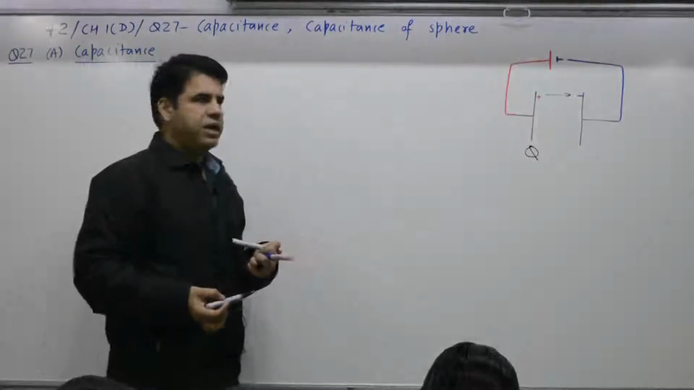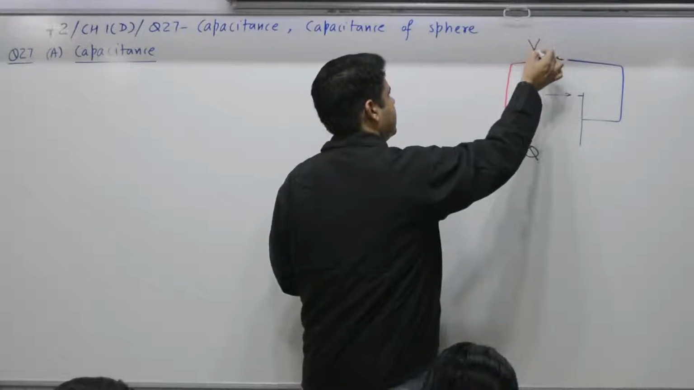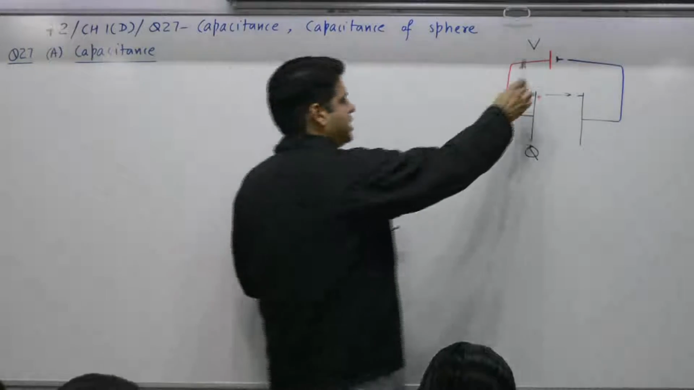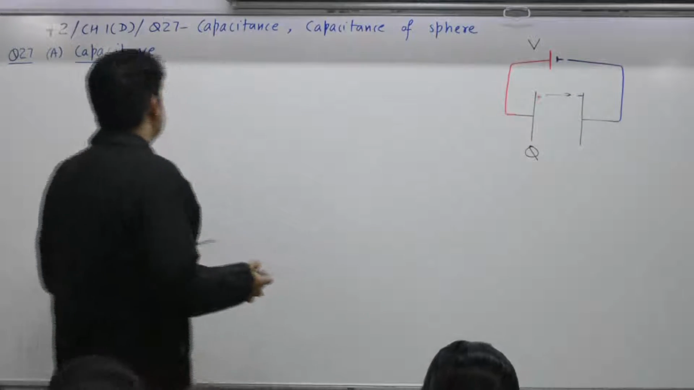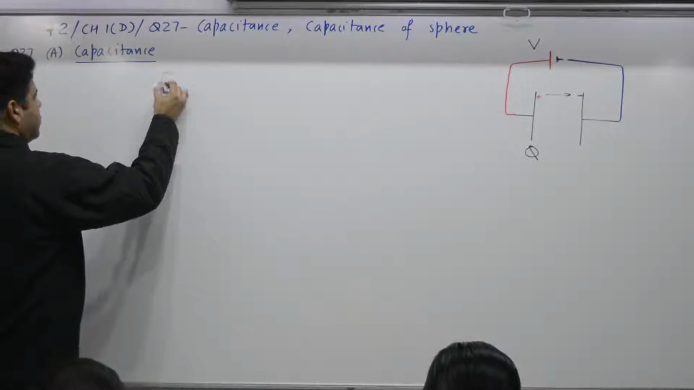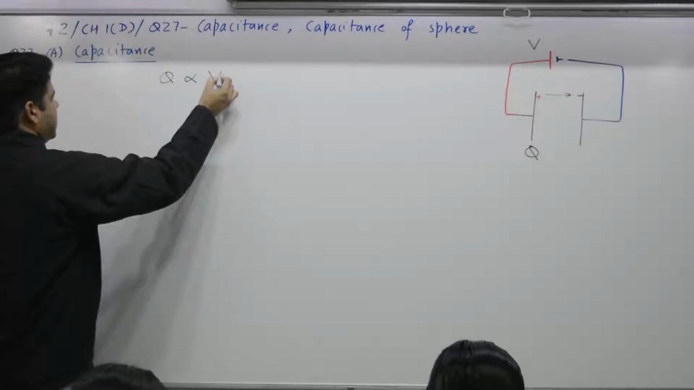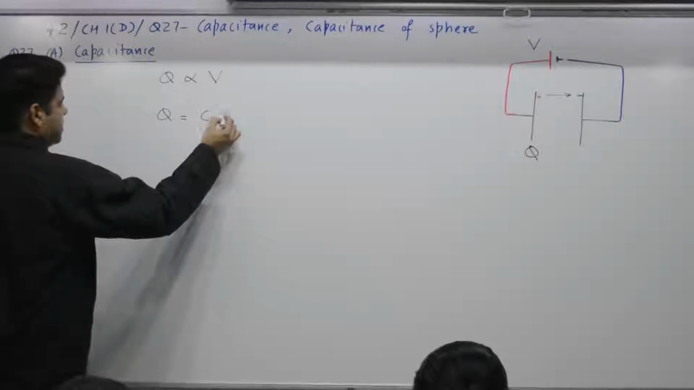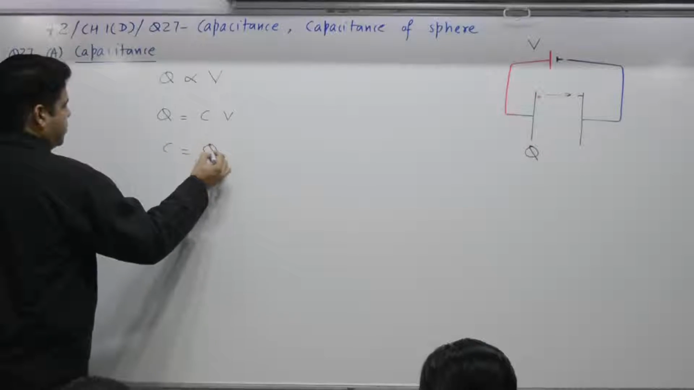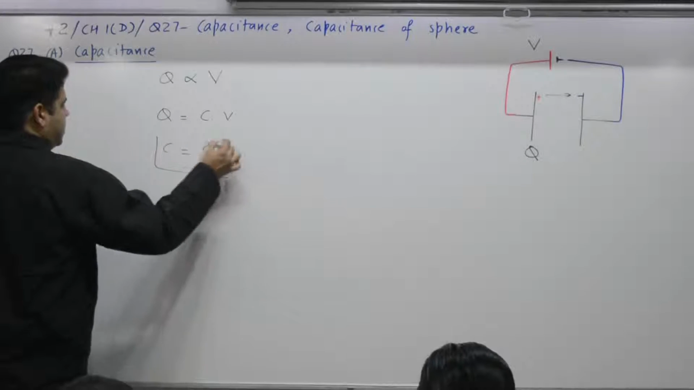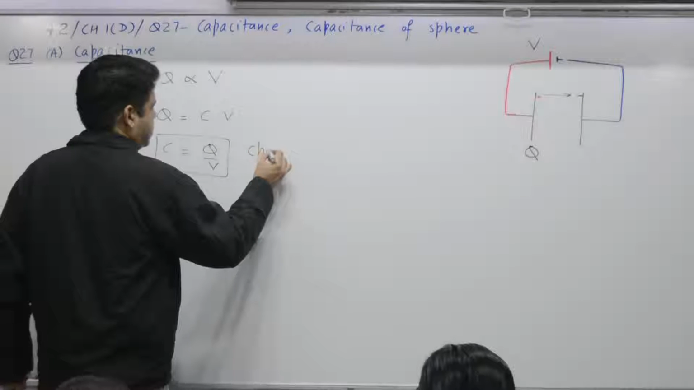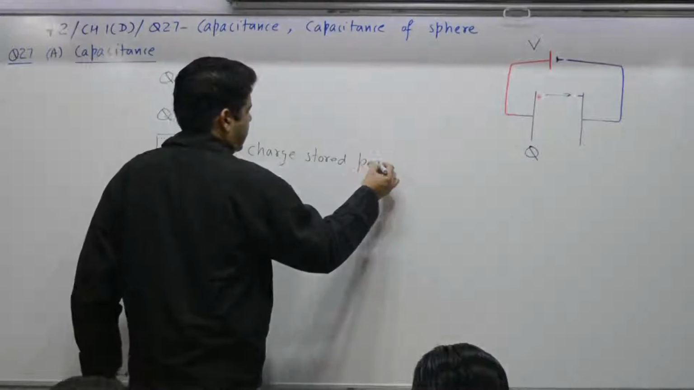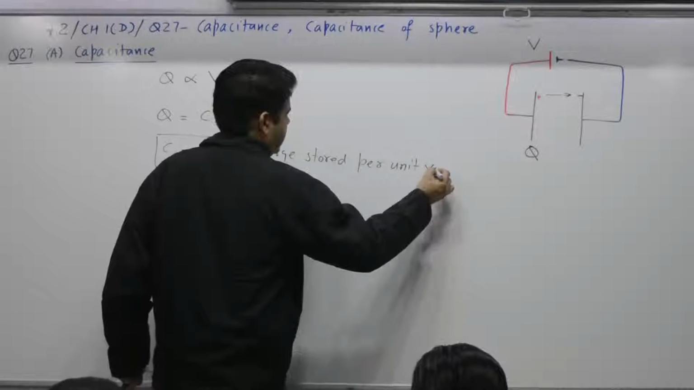If no voltage is applied, if the value of voltage is 0, the charge stored is also 0. If this voltage increases, this charge also increases. So, Q is proportional to what? Q is proportional to voltage. This constant of proportionality is termed as capacitance. C is equal to Q by V. Means what? Capacitance is charge stored per unit voltage.